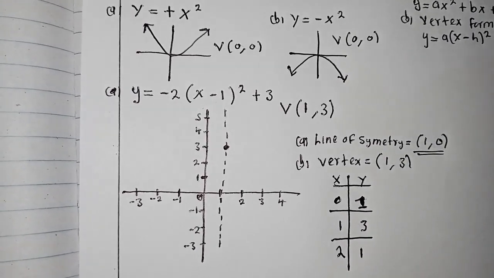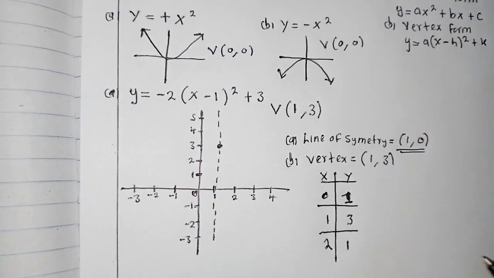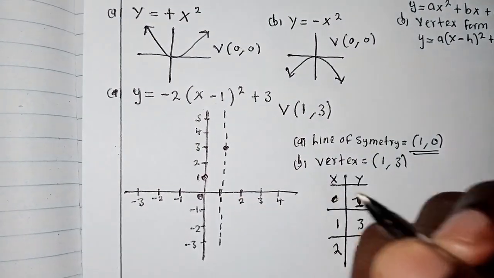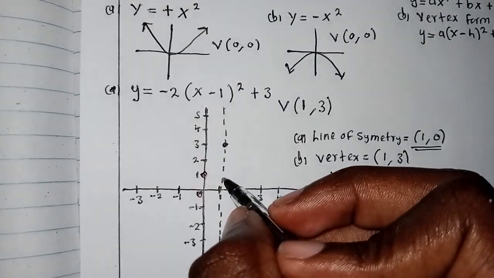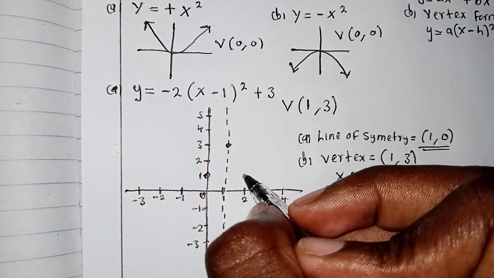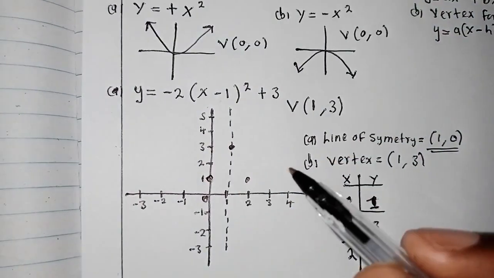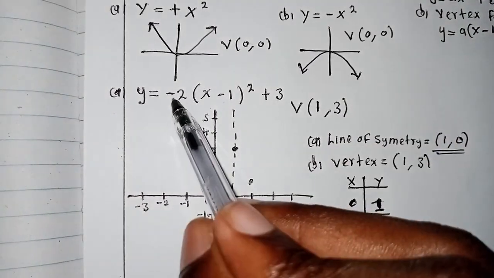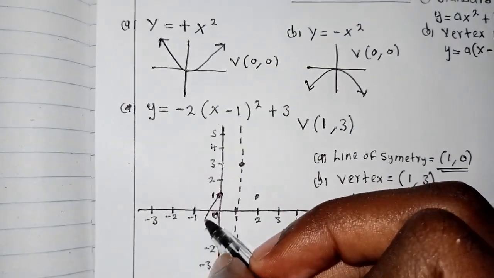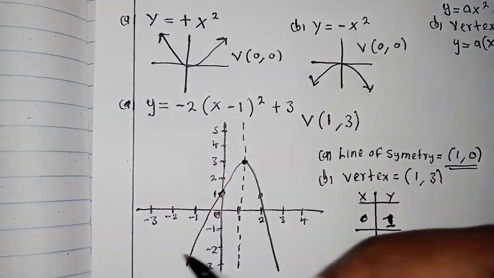So I just need the first 2 points anyway. They will make sense. So 0, 1 is here. 1, 3 is this point, of course. 2, 1 is this point. So of course we know that it's going to tend downward. Why? Because this guy is negative. You see, that's the proof. So we expect this thing to go in this direction. So this is very simple.